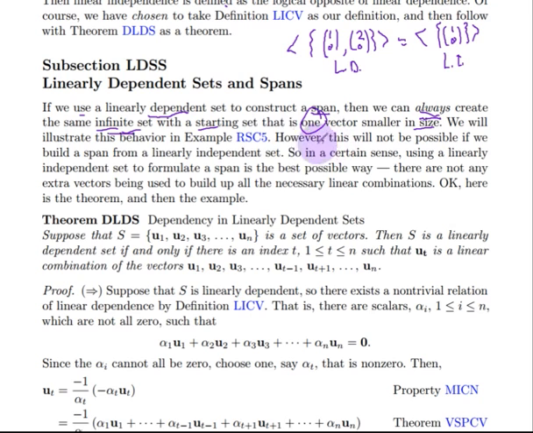That's only the case if you start with a linearly dependent set. If you start with a linearly independent set, that's not possible. So in a certain sense, using a linearly independent set to make a span is the best possible way. There are no extra vectors in that linearly independent set. Okay, so let's formalize this conclusion, and you'll see how this works.